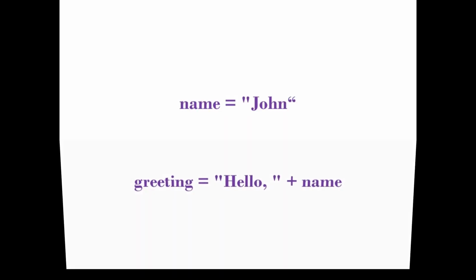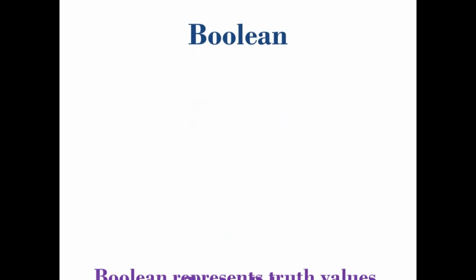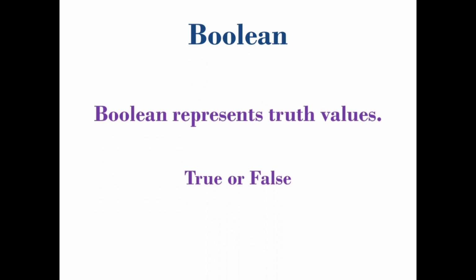The next data type that we have is the Boolean data type. Booleans represent truth values, either true or false. We use this for data that only has the value true or false. For example, in a number guessing game, the user's guess was either correct or it wasn't. There is no other value.